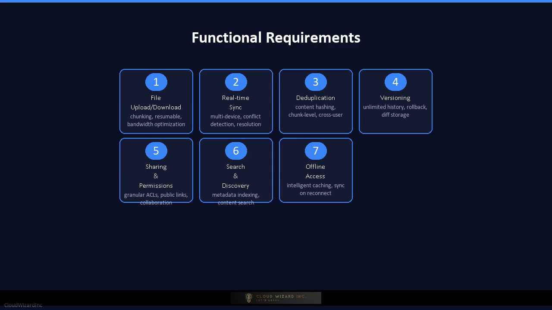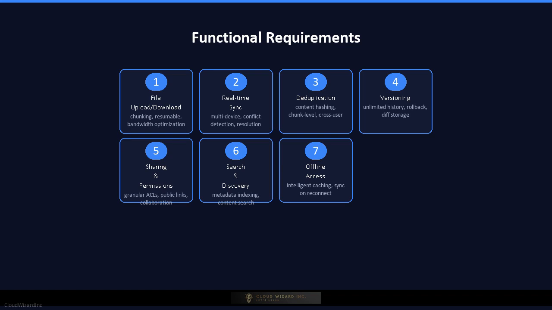Let's walk through the functional requirements. First, the system must support file upload and download with automatic chunking, resumable transfers, and bandwidth optimization. Second, it must provide real-time sync across multiple devices with conflict detection and resolution. Third, it needs intelligent deduplication using content hashing to identify identical files and chunks across users. Fourth, it must implement versioning with unlimited history, rollback capabilities, and diff storage to save space.